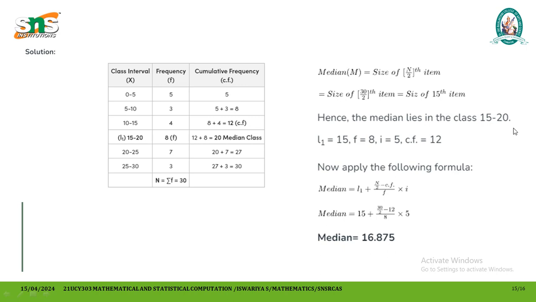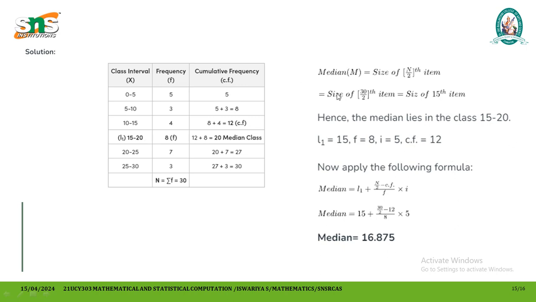Here for the class 15 to 20, the lower limit is 15. So I take L as 15. For the median class 15 to 20, I obtained a frequency of 8. So F is equal to 8. Here the class interval, that is the difference between the limits of the class 15 to 20, is 5. So I took I as 5.